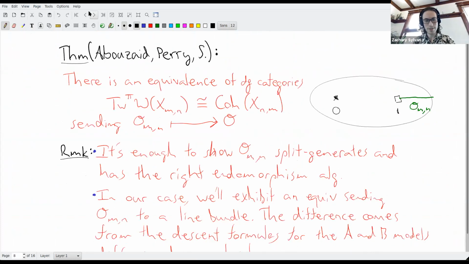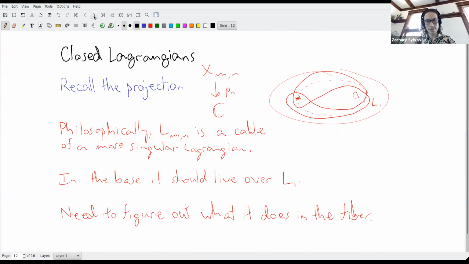Going back to here. So in our closed Lagrangians, if we look again at this projection, there's an obvious immersed Lagrangian that lives in this base that we can view as a neighborhood of, or as a cable of the singular one. In the base, this Lagrangian was introduced by Seidel, and the only question is, what should we put over it? Now, there are two possibilities, basically.